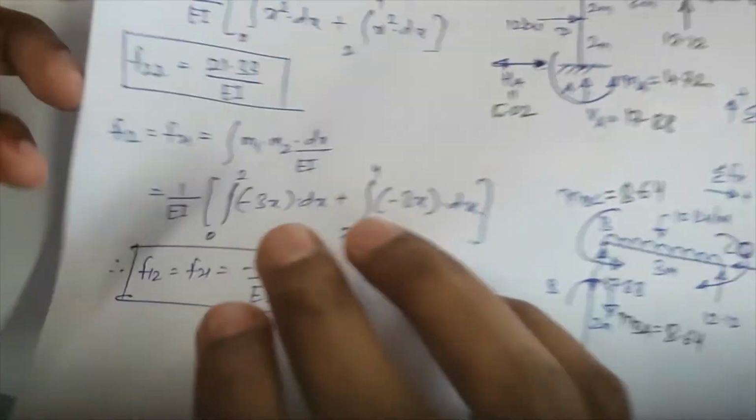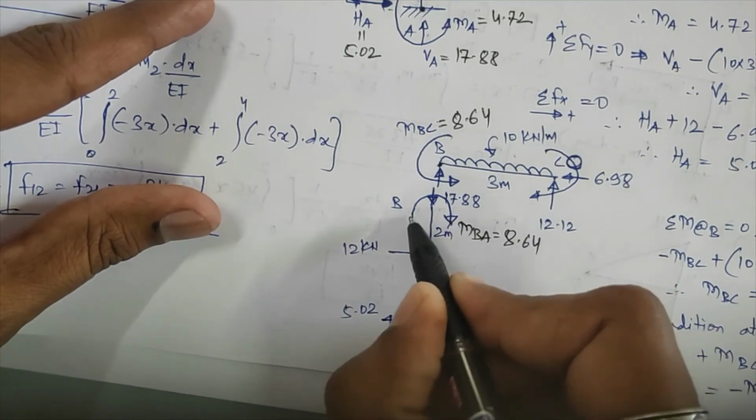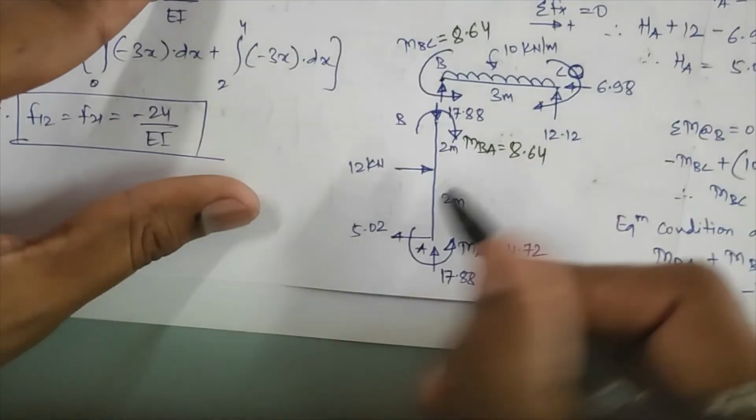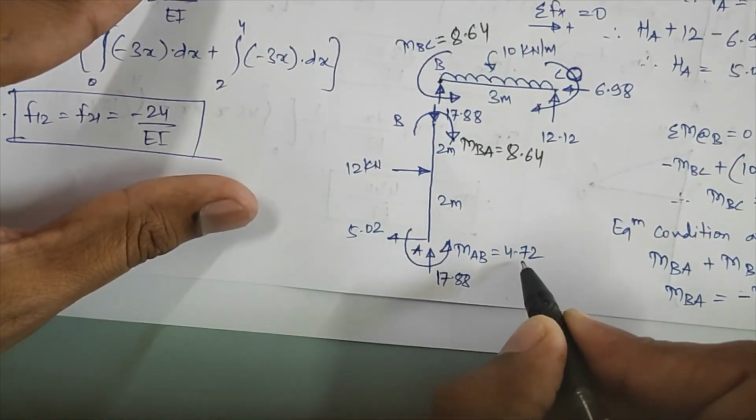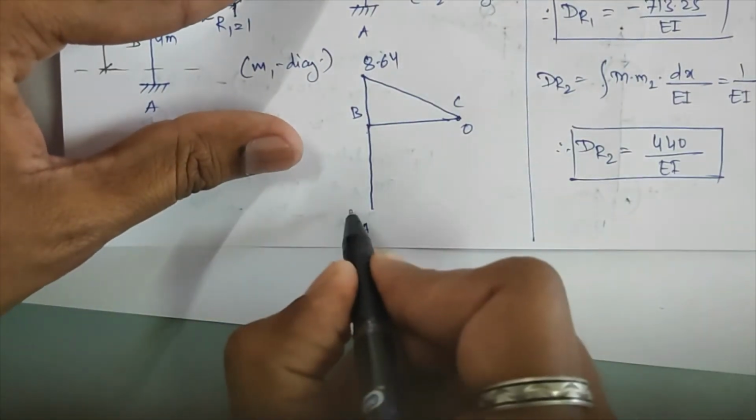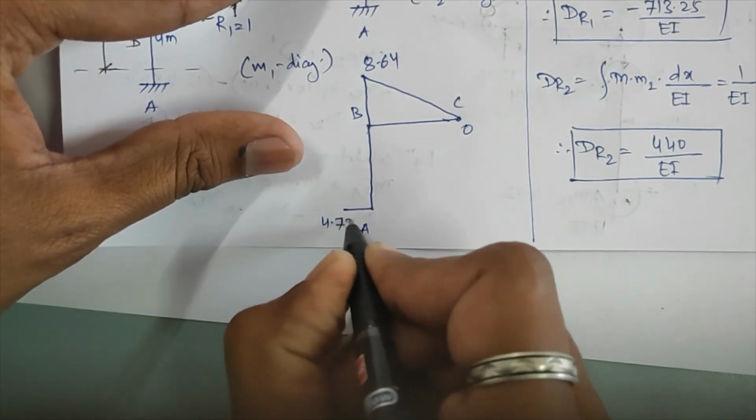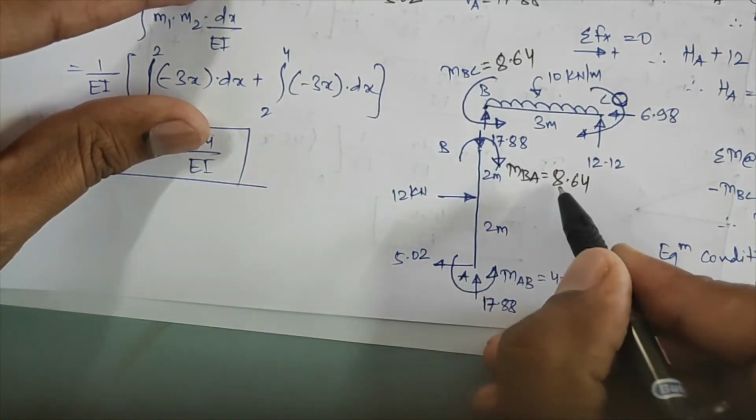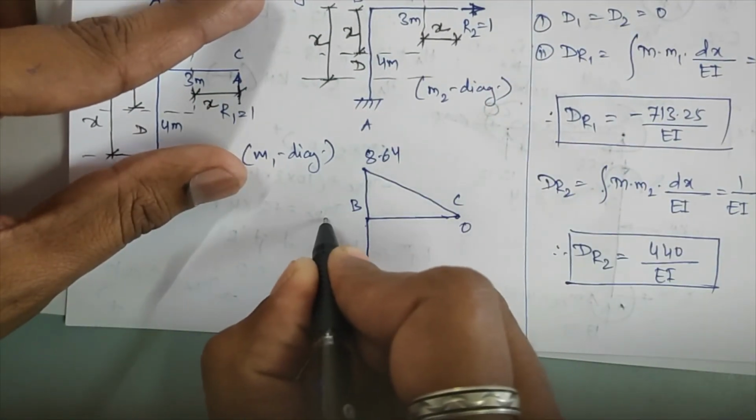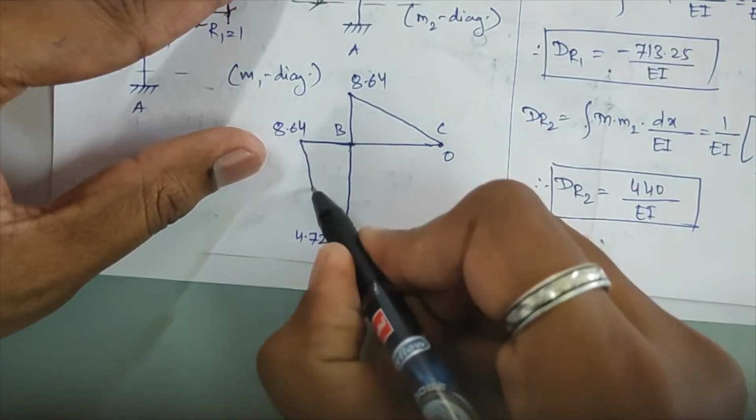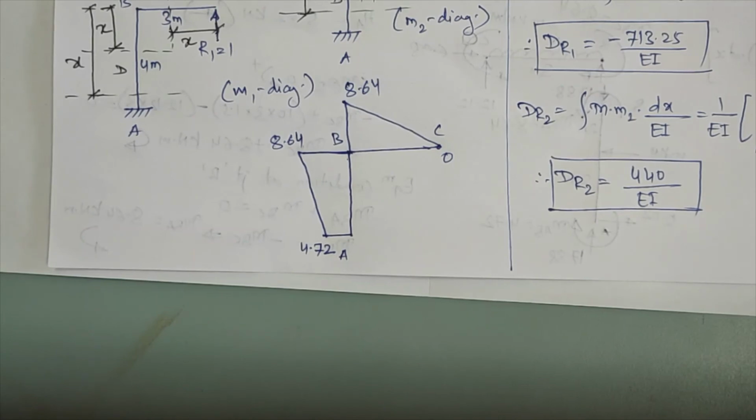Next, same, whatever this moment I have got, that is clockwise in nature, plus 8.64, positive moment is plotted. We'll start from this end. MAB is equal to 4.92, that is anti-clockwise in nature, so negative moment is plotted on the outward side over here. So this I have got as minus 4.72, and this moment I am getting here as plus 8.64 again. So that will be plus moment, that is again plotted on the outward side. So this I am getting equal to plus 8.64, and again join these 2 points by a straight line over there. So these are my support moments.